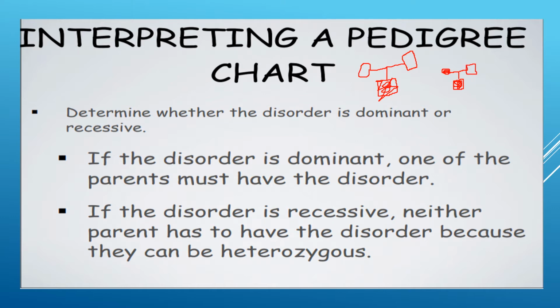Because in a dominant disease, if the offspring is affected, then either of the parents should be affected. For a recessive disease, though the offspring is affected, the parents can be normal. By looking at the simple pedigree itself, we can say whether that is the recessive disease or the dominant disease.